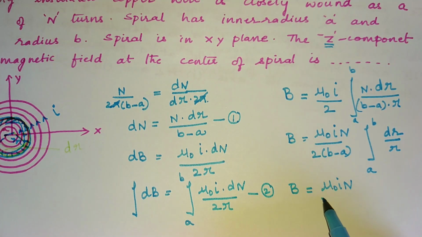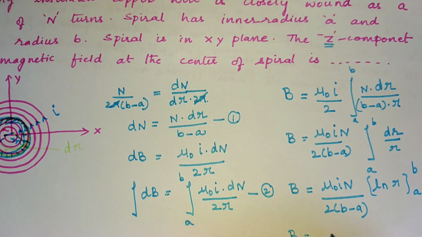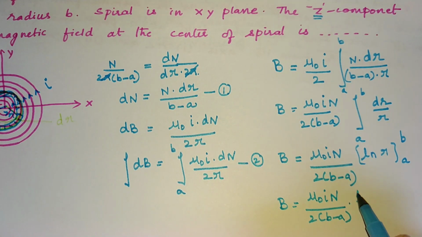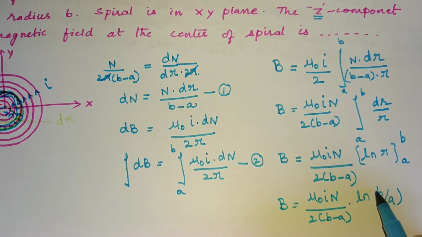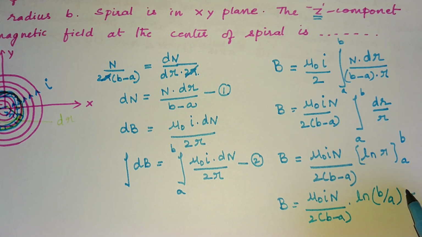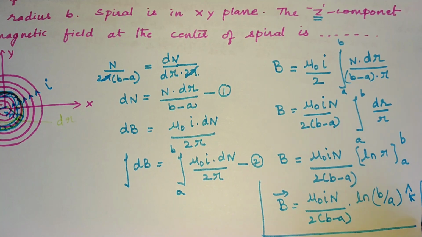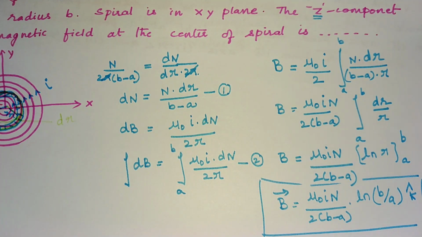Natural logarithm. Mu naught N I by 2 into b minus a, ln of r with limits a to b, that is log b minus log a. We can simplify and write it as mu naught I into N by 2 into b minus a into ln of b by a. Log b minus log a, I have written it as ln of b by a. And the direction: when I curl the fingers, the thumb points outward, that is in k cap direction. I'll take it as k cap. So this gives you the magnitude of magnetic field produced by this spiral.